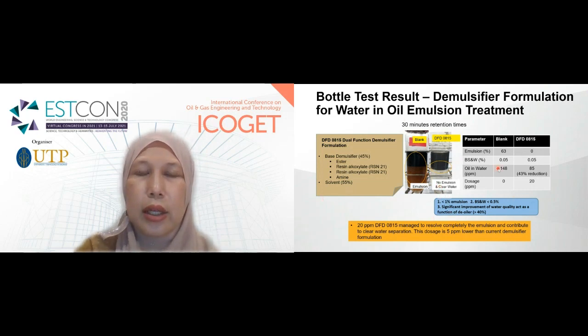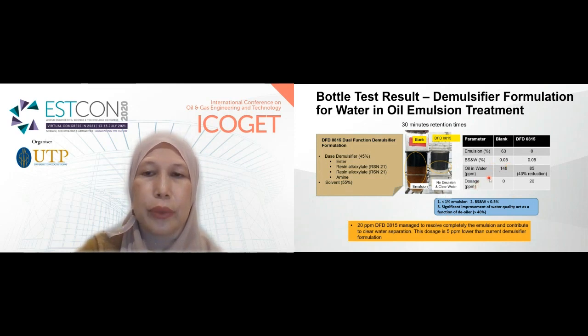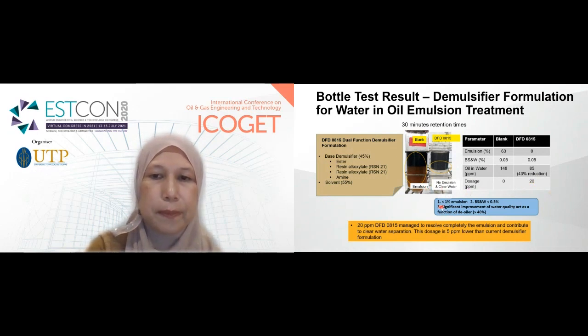It managed to resolve the emulsion from 63% to 0%. Base NW still maintained at 0.05%. We can also see that the oil in water reduced a lot, from 148 ppm to 85 ppm, which is about 43% reduction, with a dosage of 20 ppm of demulsifier.